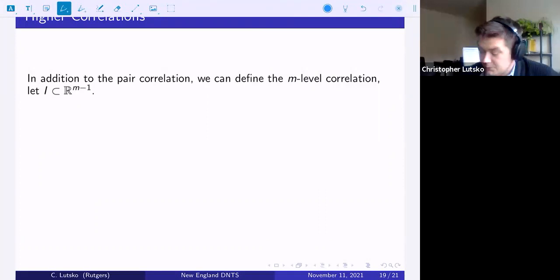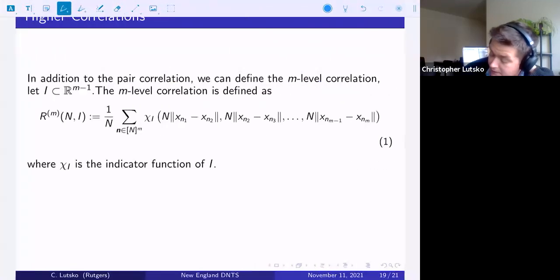Okay, moving on to some work in preparation. So we've been talking about the pair correlation. Well, you can also define the M-level correlation, which I alluded to earlier. If I'm given an interval I in R to the M minus 1, then I can define the M-level correlation. It's sort of analogous. You want x_n1 minus x_n2 to lie in I1, and you want x_n2 minus x_n3 to lie in I2, and this guy lies in I_{M-1}.